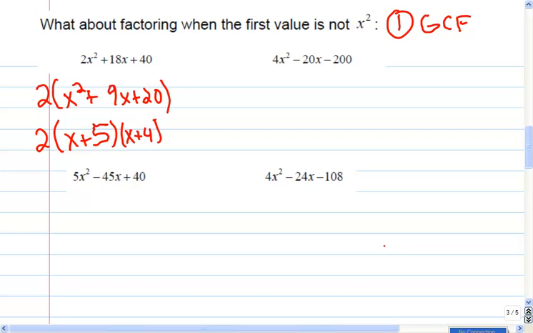So that's how I'd factor it by taking out the greatest common factor first. Okay, so you try the other ones and we'll catch up and see how you did.